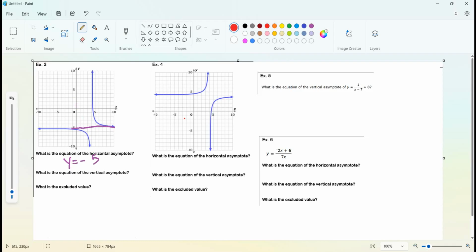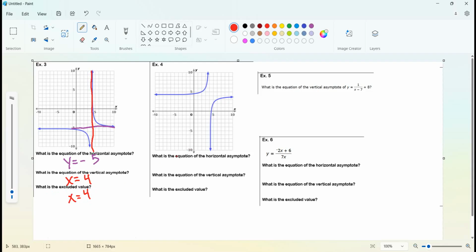And the vertical is going to be an x value. Vertically, it's going to be right here, and that one is at x equals 4. And the excluded value, again, is going to be the exact same thing as the vertical asymptote. That's going to be x equals 4.